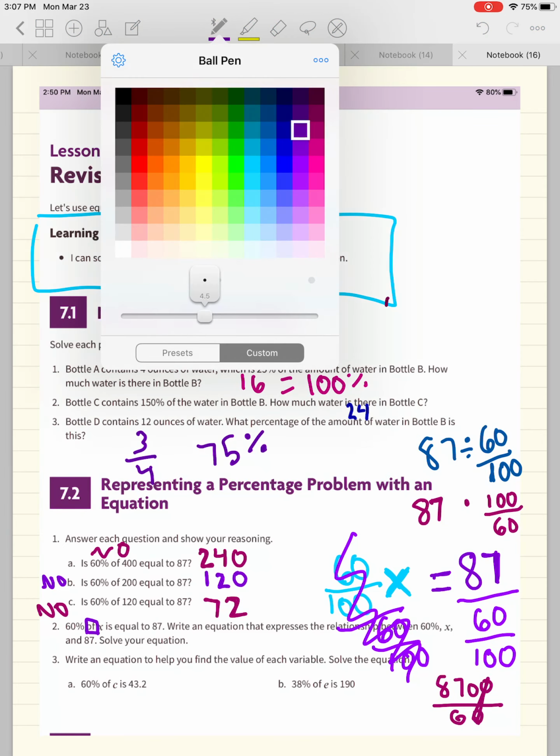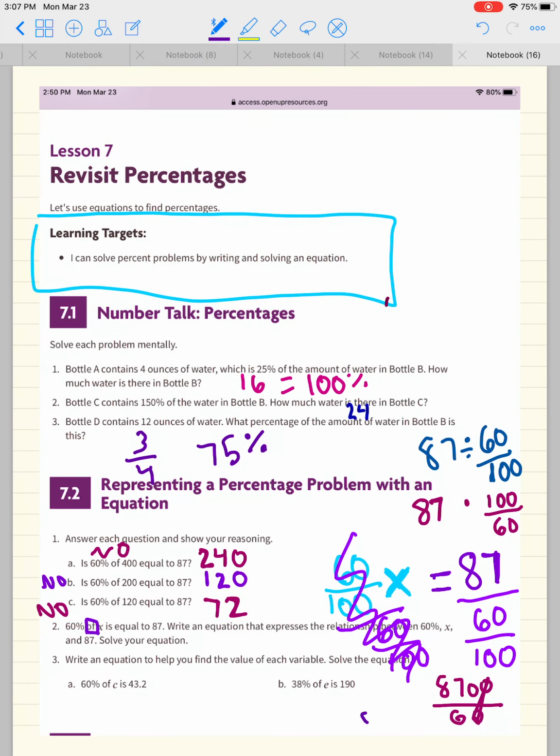We have a 0 we can cross out. And so then you're just left with 870 divided by 6, which you can go ahead and solve with long division. I'm going to move mine up here so that I have room to do so. 6 goes into 8 one time. Bring down the 7.